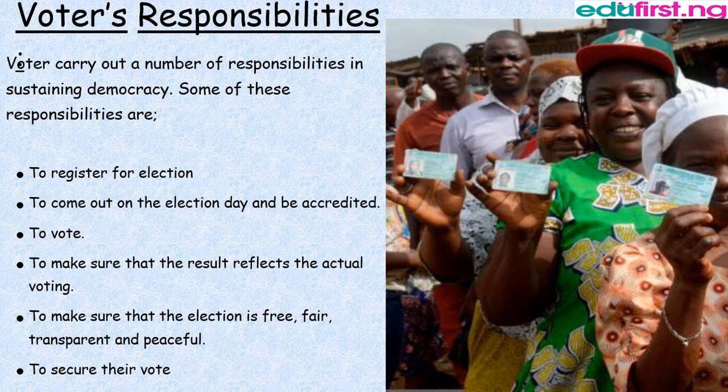Voters' responsibilities. Voters carry out a number of responsibilities in sustaining democracy. Some of these responsibilities are: 1. To register for election. 2. To come out on the day of the election and be accredited. 3. To vote. 4. To make sure that the results reflect the actual voting. 5. To make sure that the election is free, fair, transparent, and peaceful. And number 6, to secure their vote.